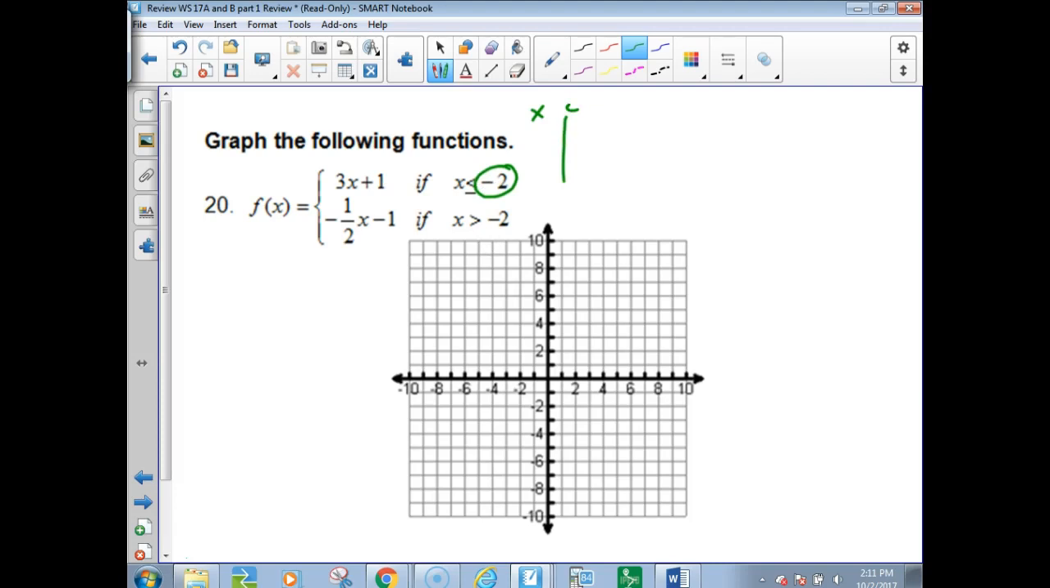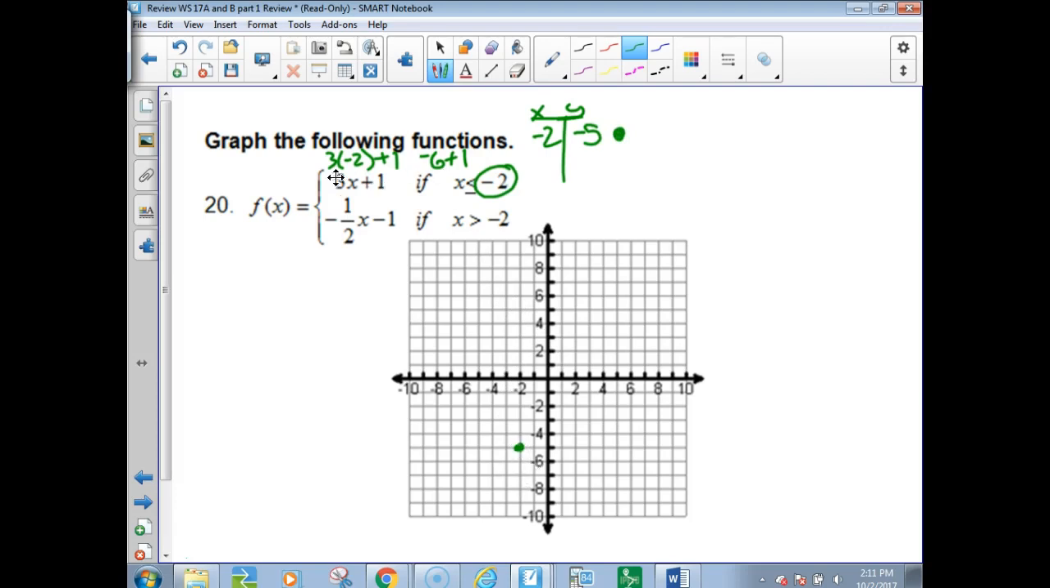Make a little t-chart. Plug in negative 2 into the first equation. That would give you 3 times negative 2 plus 1, which is negative 6 plus 1, and that's negative 5. That tells you where you're going to have a solid dot. Negative 2, negative 5.